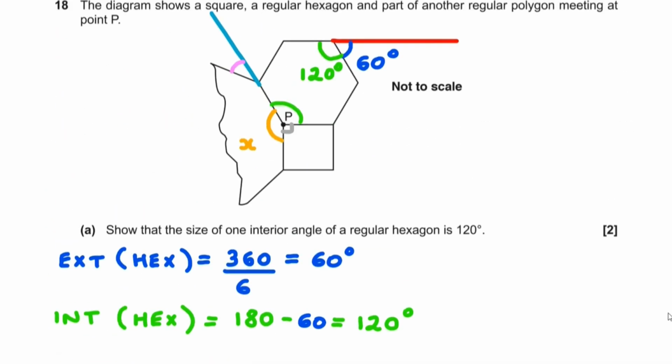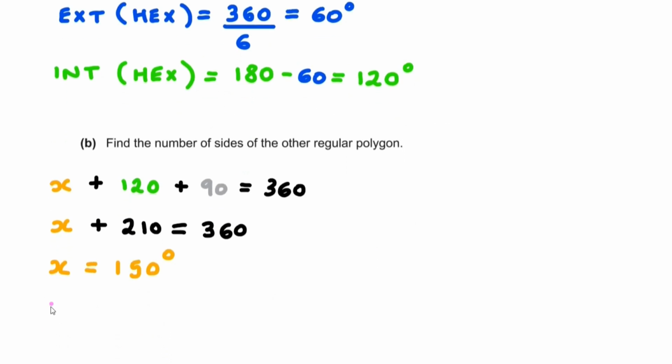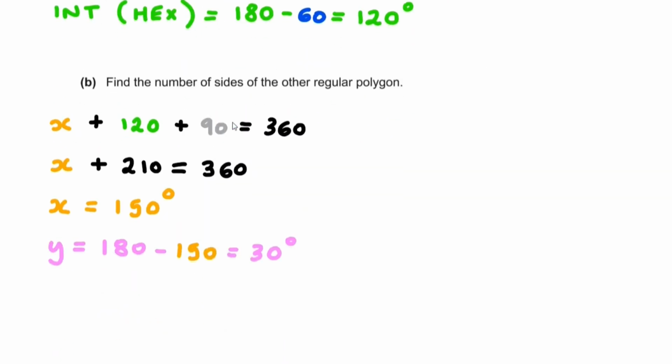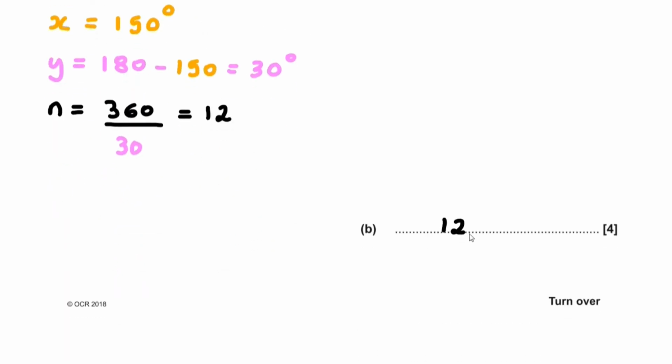This exterior angle we'll call y. That's equal to 180 subtract this 150, which is equal to 30. So we have 30 degrees for the exterior angle. So to determine the number of sides, n, we need to do 360 divided by this 30, giving us 12. So we have 12 sides.